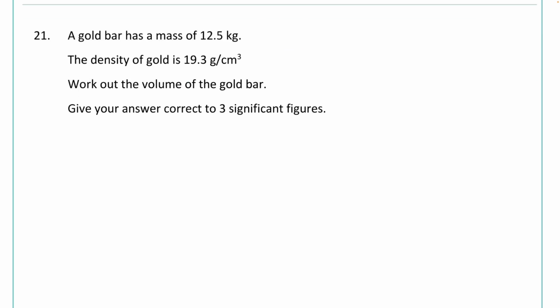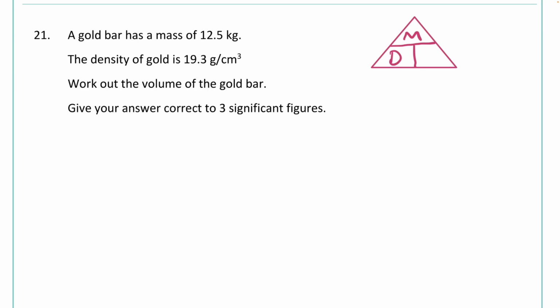On to question 21, we have some density, mass and volume. Now whether you use a formula or a formula triangle, just make sure that you write down your formula as soon as you see density. So here we have density is equal to mass divided by volume. Now this question here, it wants us eventually to work out the volume of the gold bar. Now to work out the volume, we have to do the mass divided by the density.